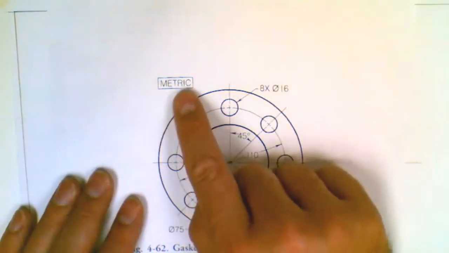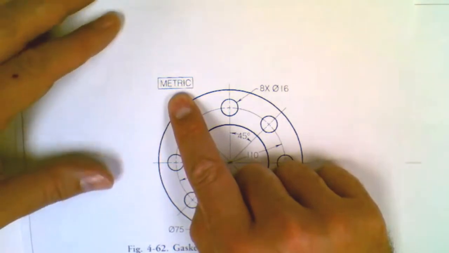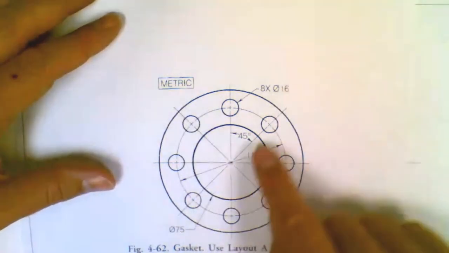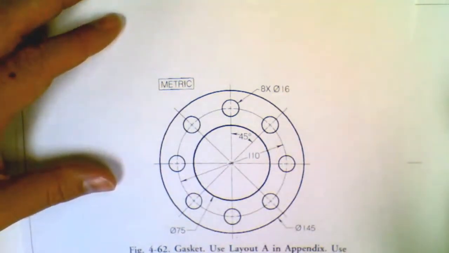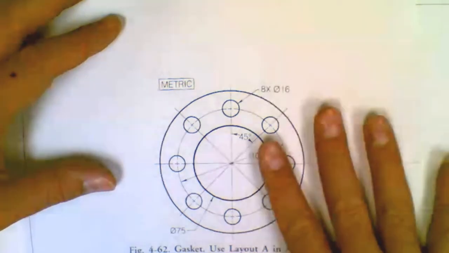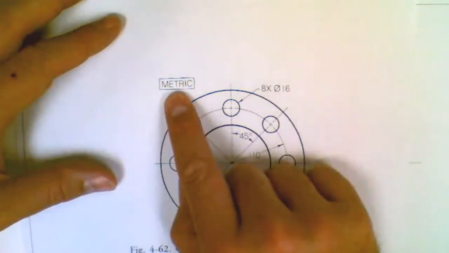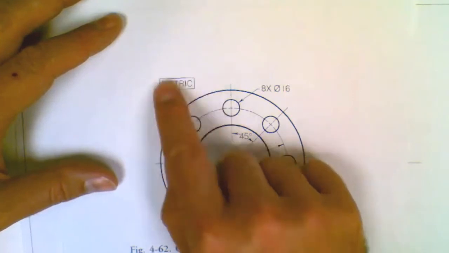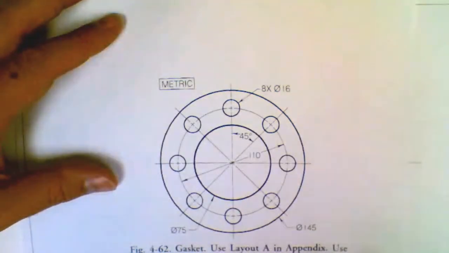But this is critical. If you do not let your viewer know that it is in metric, they are going to assume the scale and the sizes and the numbers are all going to be in inches. So we have to draw it in metric, and then we have to label it and make sure our reader knows that it is metric. Let's go ahead and get started.